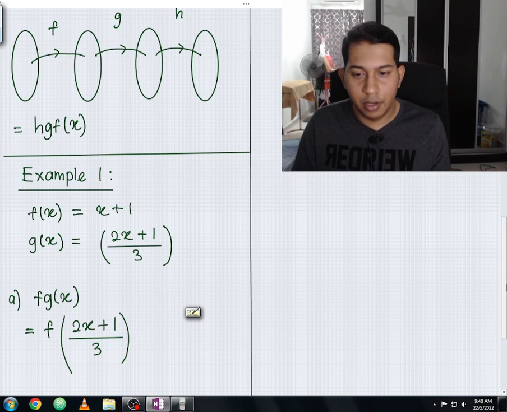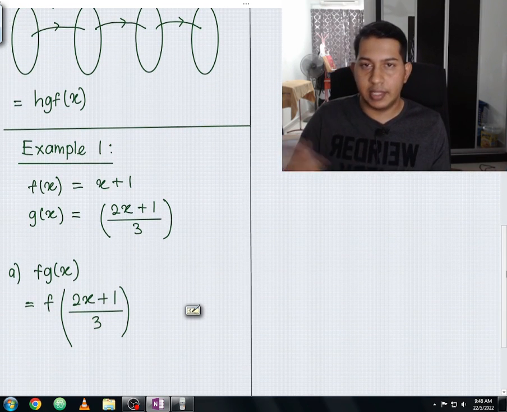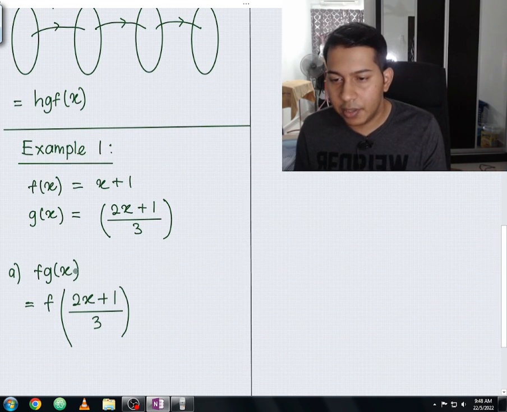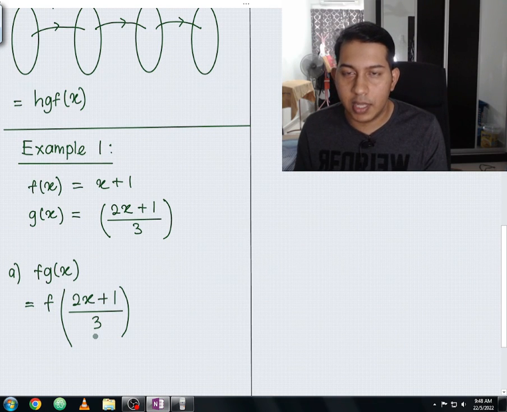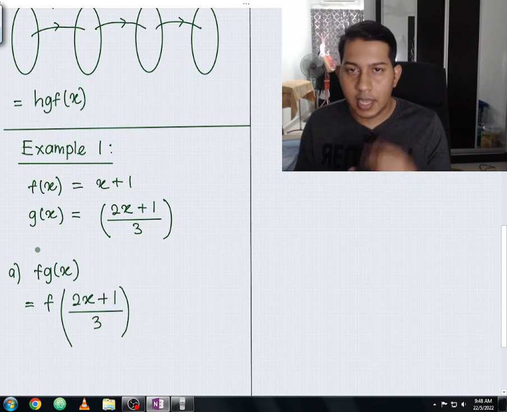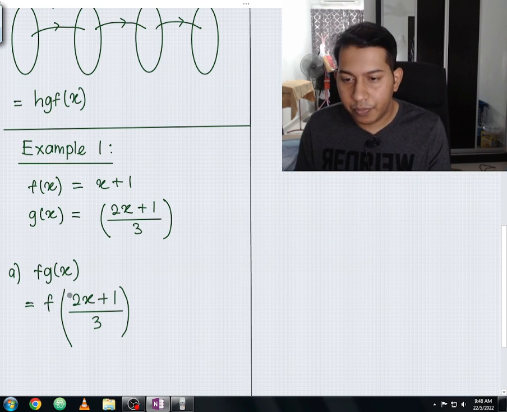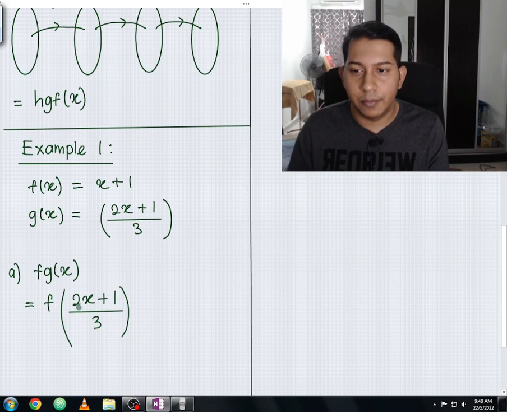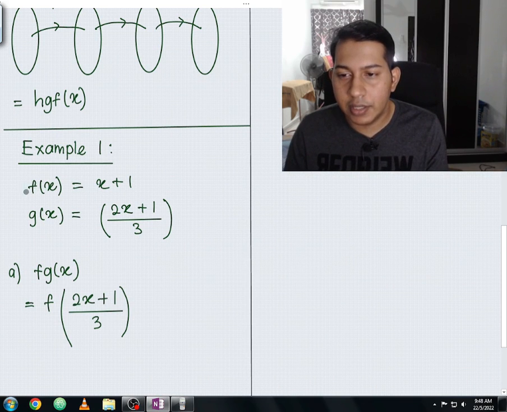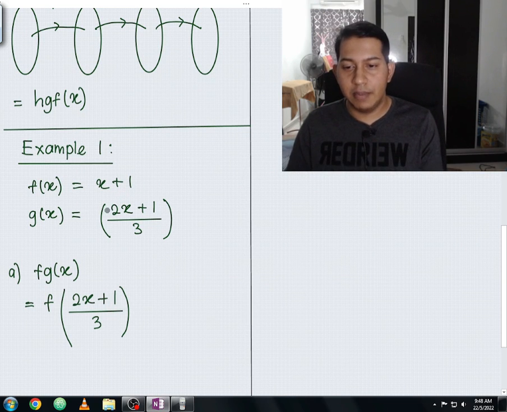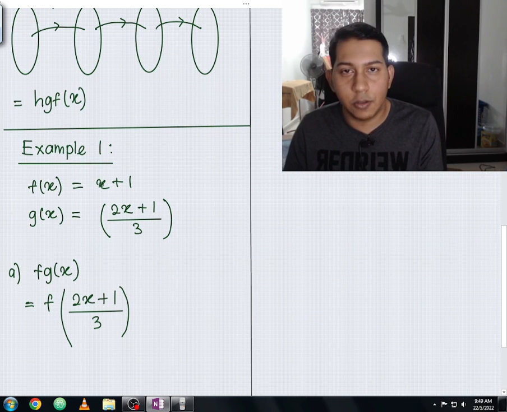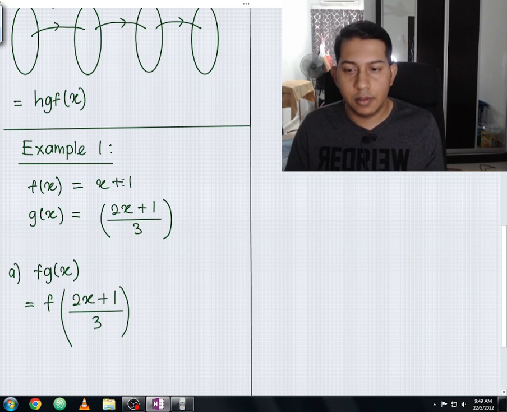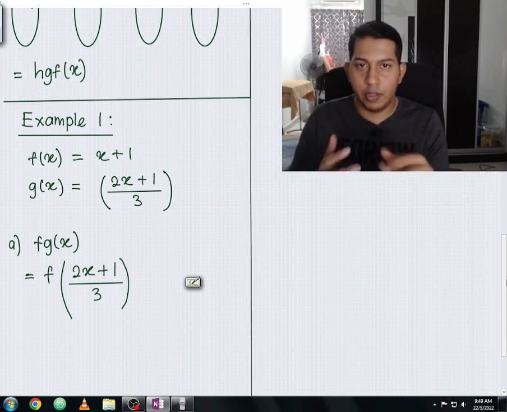But from here, how to move to the next step? Your function g(x), you already wrote here as (2x plus 1) over 3. Remember guys, in the composite function I mention that this g(x) is being mapped into the function f. So what does that mean? You see here your function f(x) is equal to x plus 1. So that means your (2x plus 1) over 3 will be mapped into this x over here. If you don't know, no worries, let me show you the working.